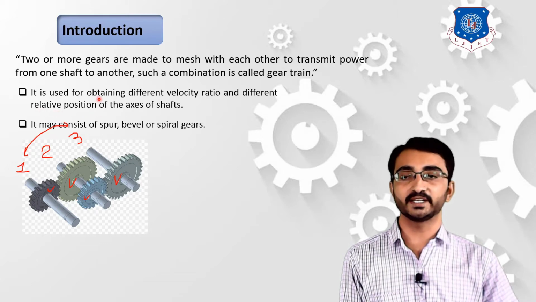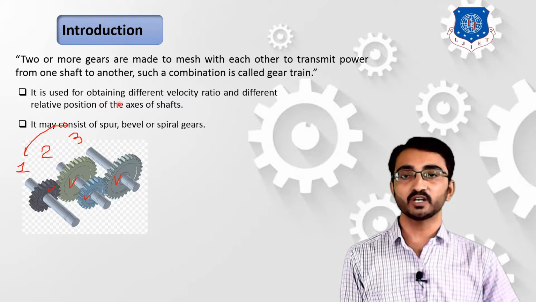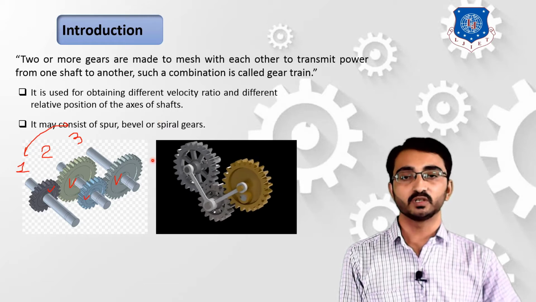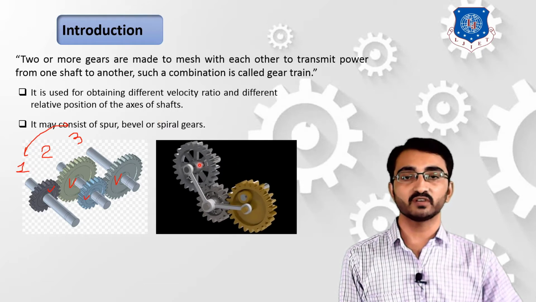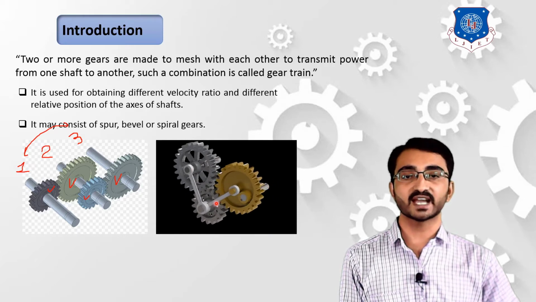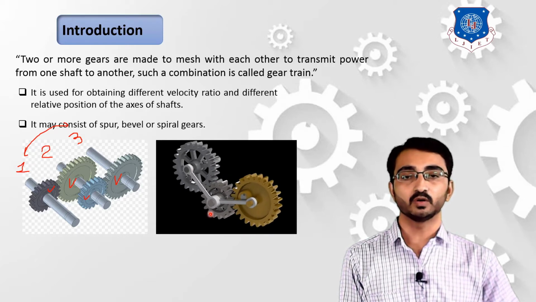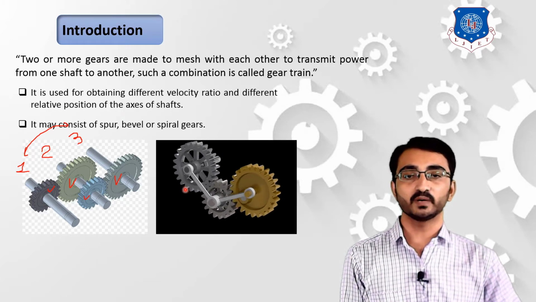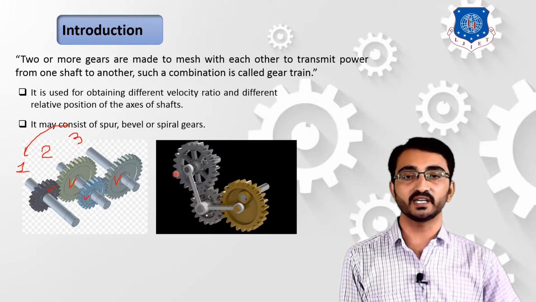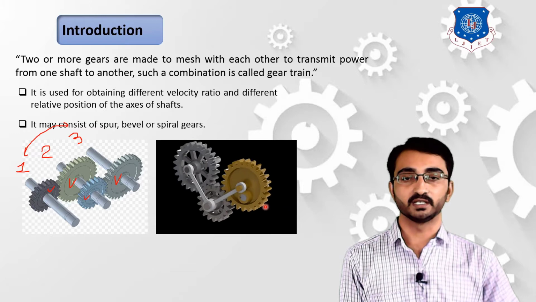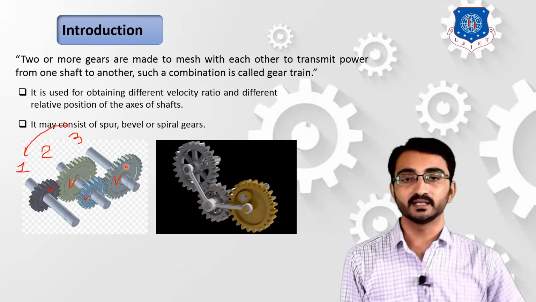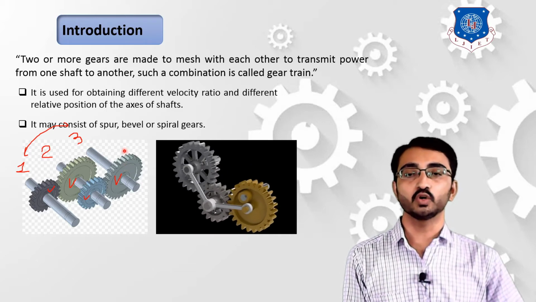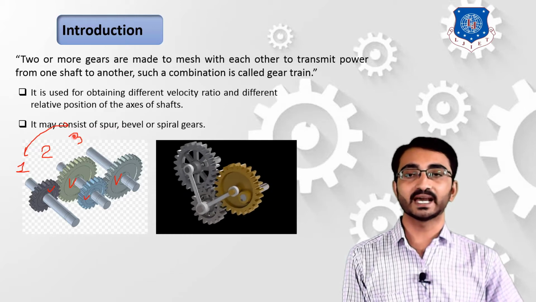So we can achieve relative positions of the shafts, as well as different velocity ratios. That will help us to achieve different outputs. In this diagram you can see that the position of shaft number 1 is fixed, but the positions of shaft number 2 and shaft number 3 are varying. So in this way we can obtain different positions of the axis. Also, the velocity of gear A is slower than the velocity of gear 3. This helps you understand that we can achieve either speed reduction or speed increase, and we can also obtain different positions of the axis with the help of this gear train.